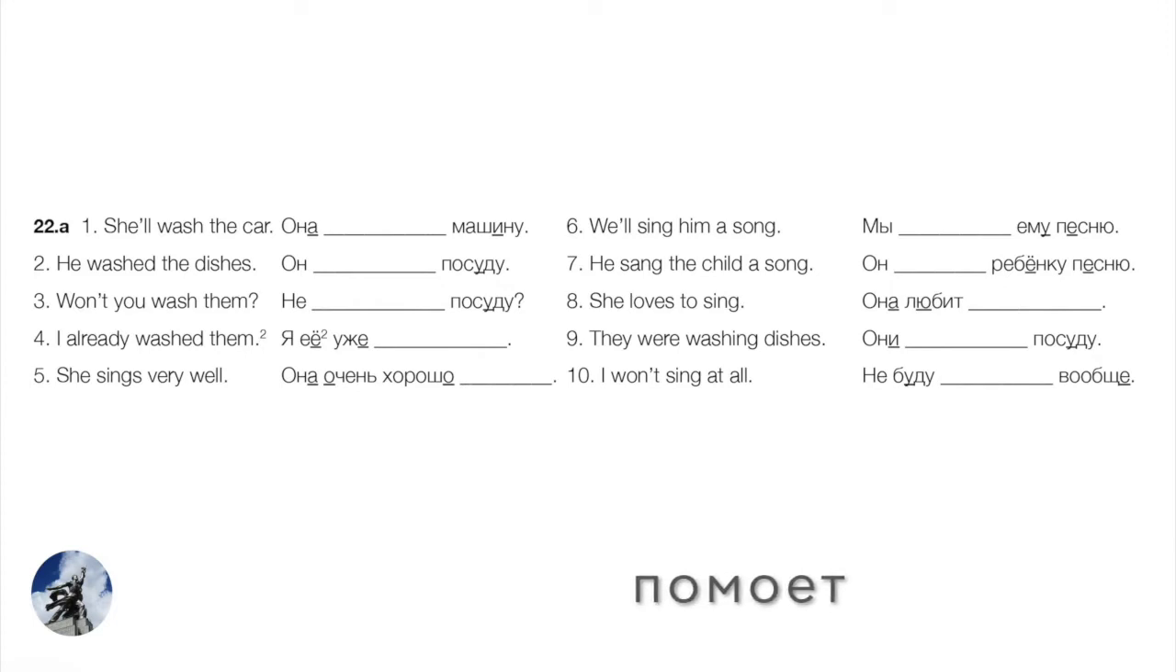She'll wash the car. Number two, he washed the dishes. That's past tense. Sounds like a one-time completed action. Он помыл посуду. Number three, won't you wash them? Okay, let's assume this is ты. Will you not wash the dishes? Again, that'll be perfective future tense. Не помоешь посуду? A question. Number four, I've already washed them.